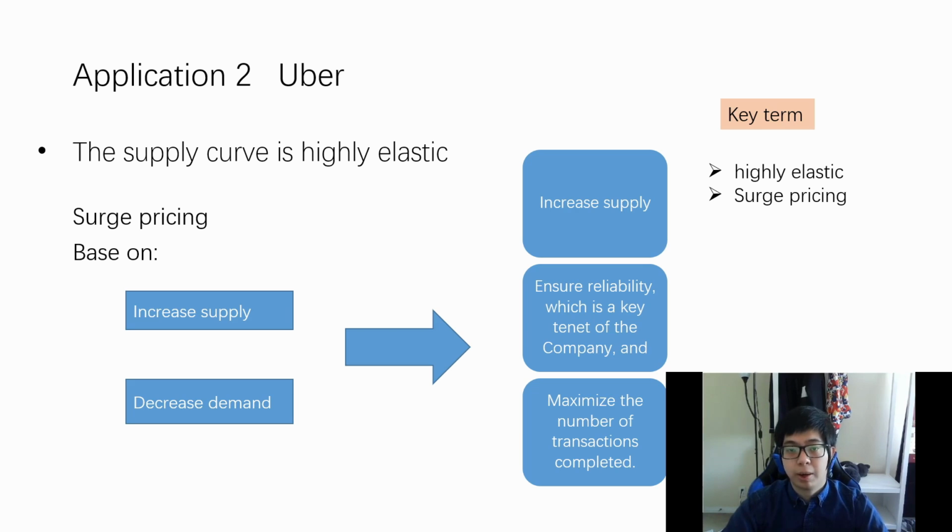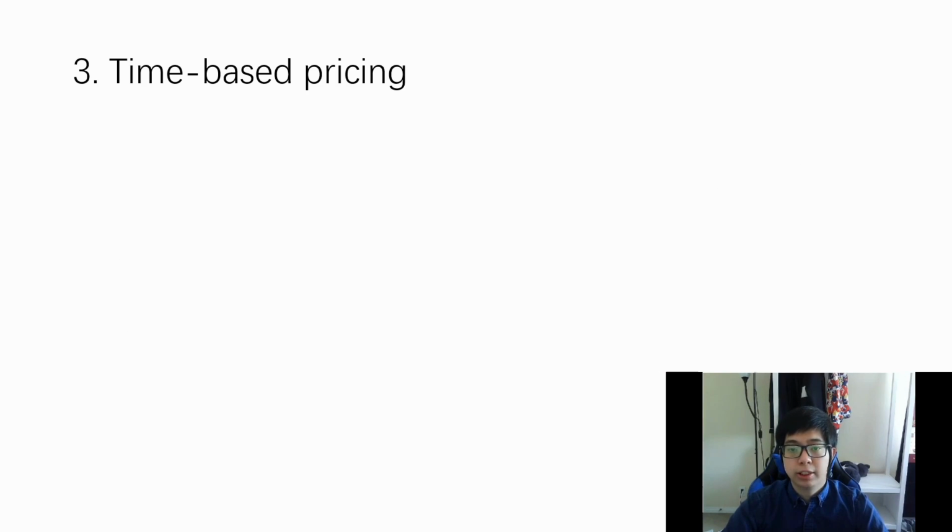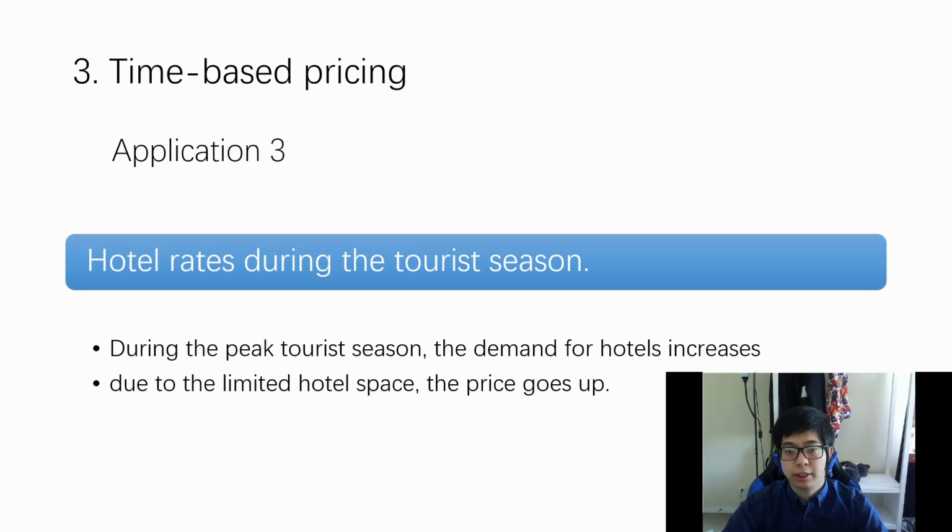The third one is time-based pricing. Retailers can adjust prices based on the time of day or how long the product is on the market. The simplest example is the price of hotels in the tourist season. During the tourist season, the demand for hotels goes up, but there is only limited space in hotels, so the price goes up. The last one is penetration pricing.